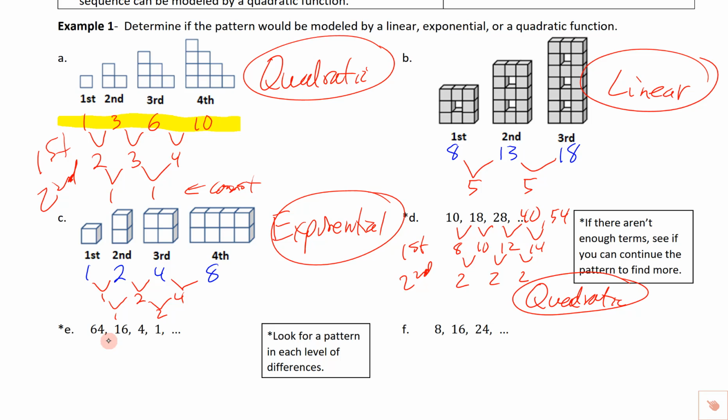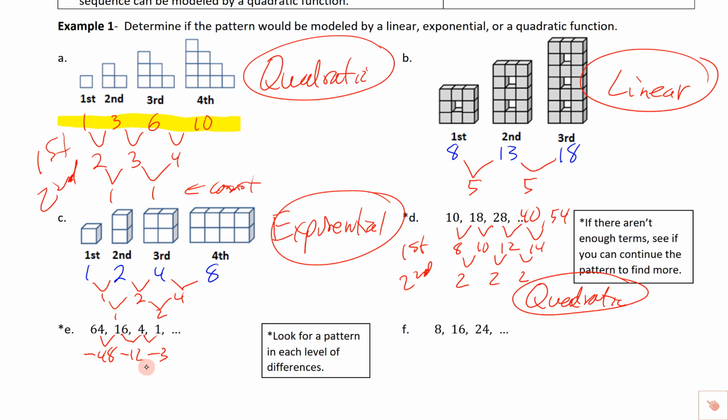Now, if we're going to find the common ratio here, it's got a little star by this, and it says, look for a pattern in each level of differences. So that might be a decent hint. Let's see what happens on this one. This is going to be 16 minus 64. 16 minus 64, that's a negative 48. Okay, so I'm going to better draw those arrows right here. So negative 48. 4 minus 16, that's going to be a negative 12. And let's see, 1 minus 4, that's going to be a negative 3.